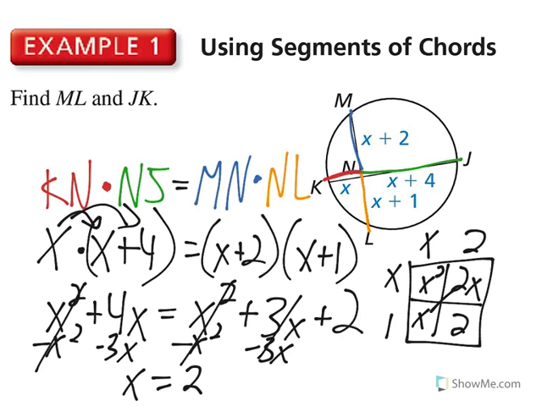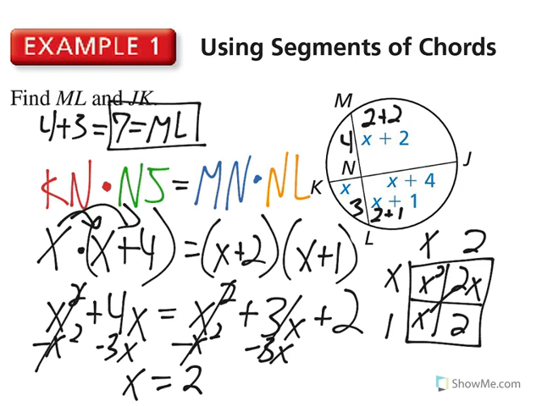So ML is this total length here. So I need to plug in both parts. I'm going to erase some of these other lines that we had going on. Here for this first one, I would plug in a 2, and I would do 2 plus 2, so this length is 4. Down here, we have 2 plus 1, so this length is 3. So if I add those together, ML is going to be 4 plus 3, which gives me 7. So that would be the length of ML.